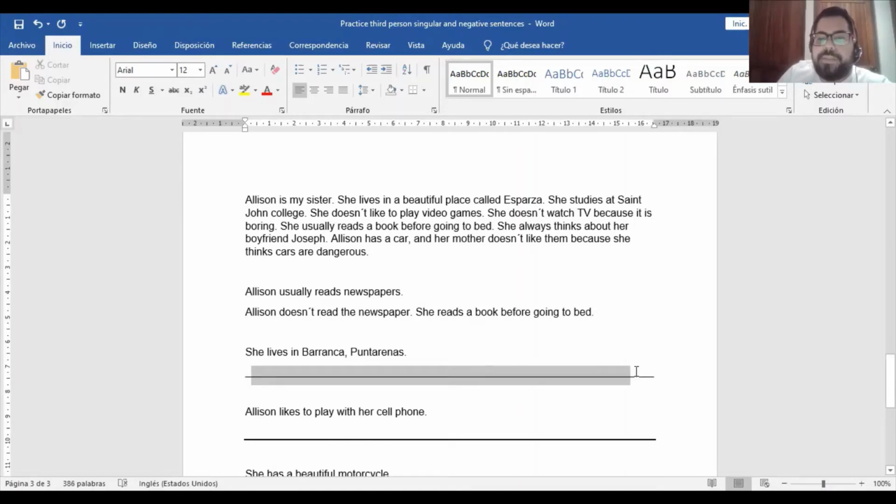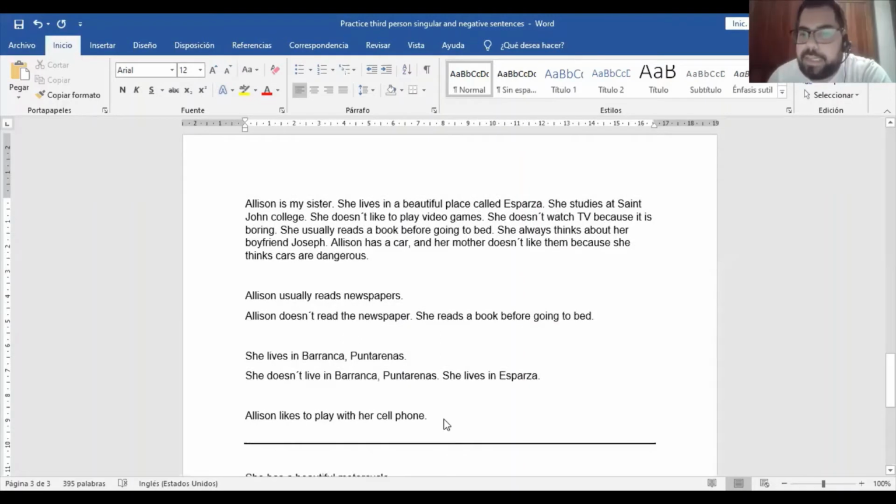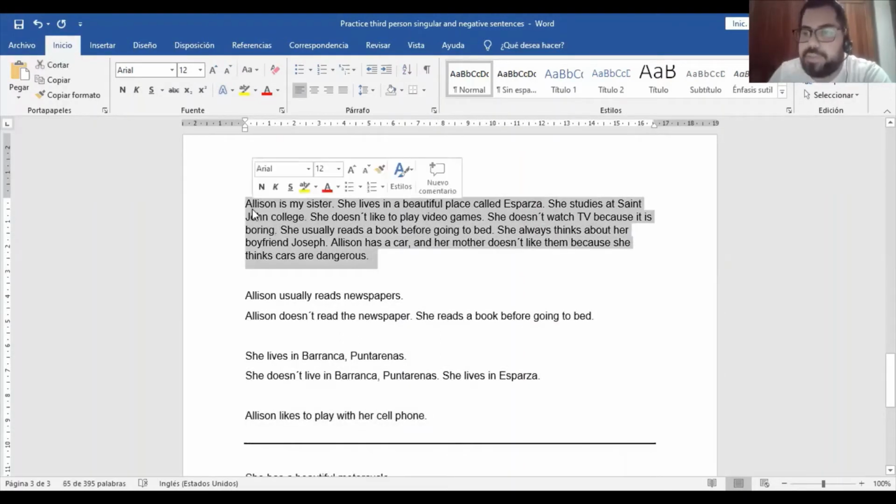Then we have in here, she lives in Barranca Punta Arenas, all right? But in here, look at this, guys. She lives in a beautiful place called Esparza. So we say that she doesn't live in Barranca, Arenas over there. She lives, all right, in Esparza, or a beautiful place called Esparza, all right? Then we go on, guys, like that, okay, because it is not in the text. Okay, so let's continue with the next one.